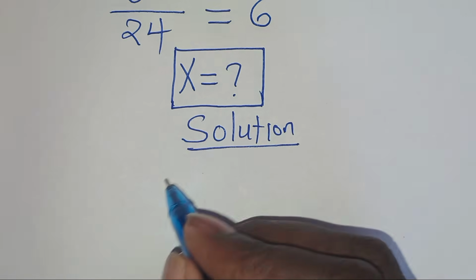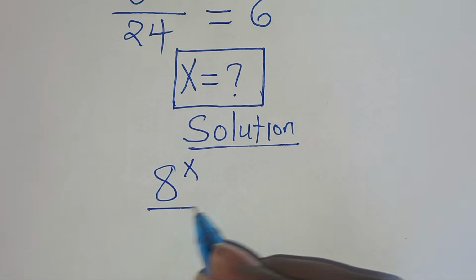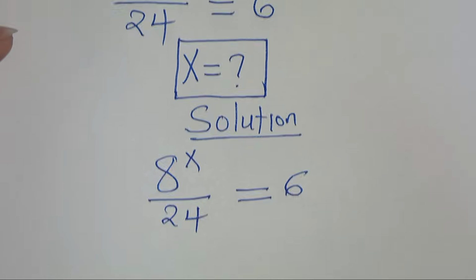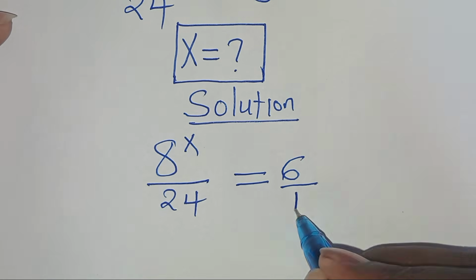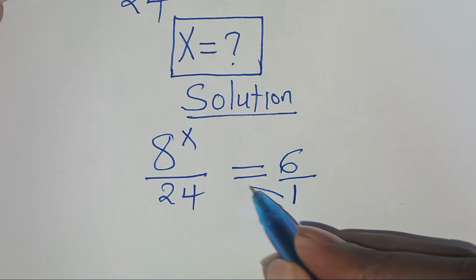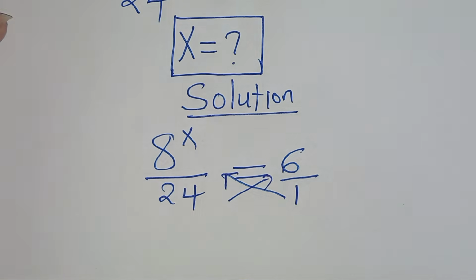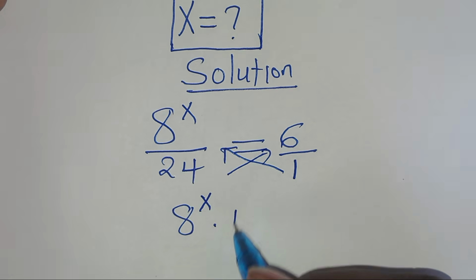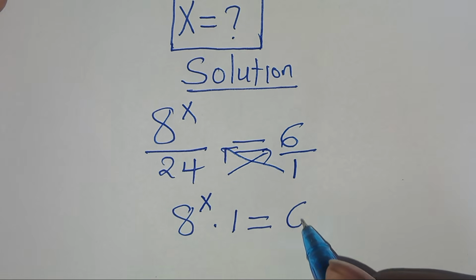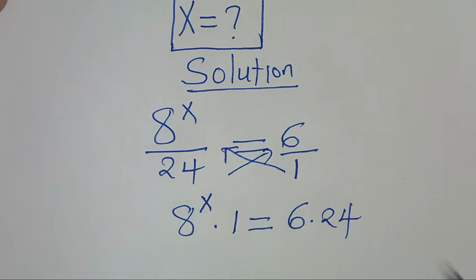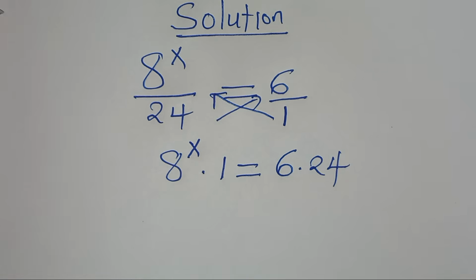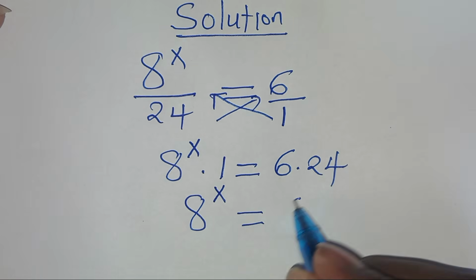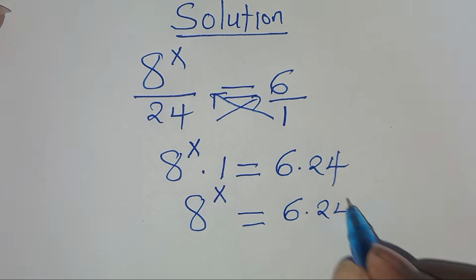So we have 8 raised to the power of x divided by 24. This is equal to 6. Now since 6 is a whole number, this is over 1. So the next step is to cross multiply from here, so that now we have 8 raised to the power of x multiplied by 1. This is equal to 6 multiplied by 24. Now this means we have 8 raised to the power of x. This is equal to 6 times 24.